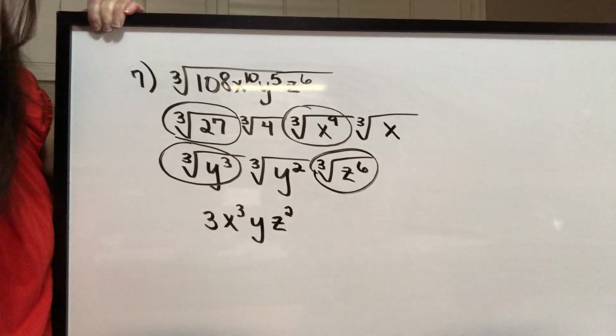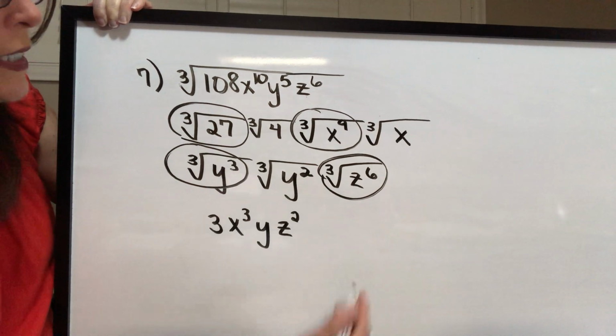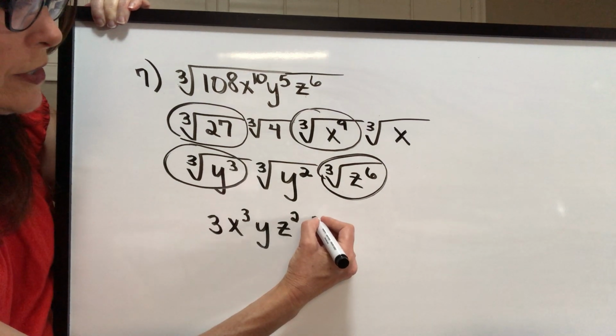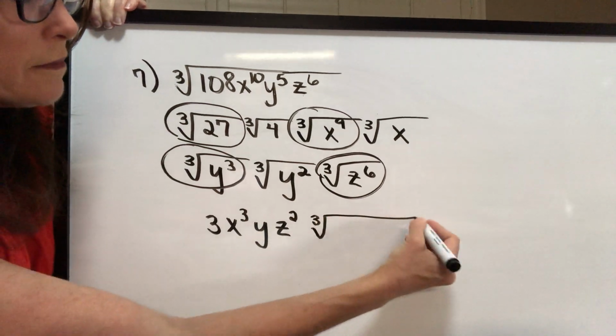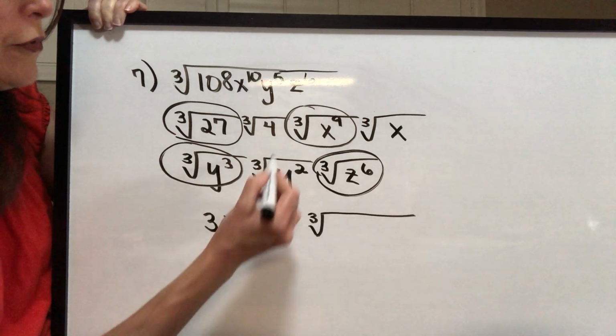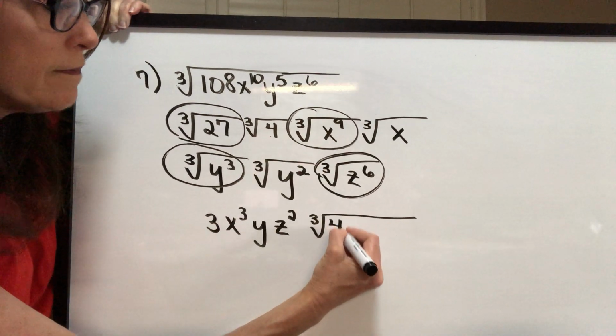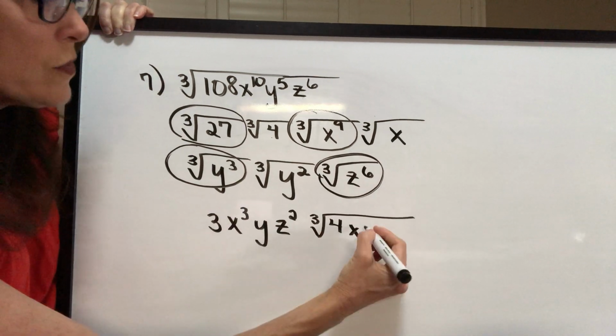Now that takes care of all of the perfect cubes. So that leaves several that were not perfect. So what you will do is write the rest of the numbers inside of a cube root symbol. So anything else that you didn't use so far goes inside of the cube root. So we still have a 4, we still have that x, and we still have that y squared.